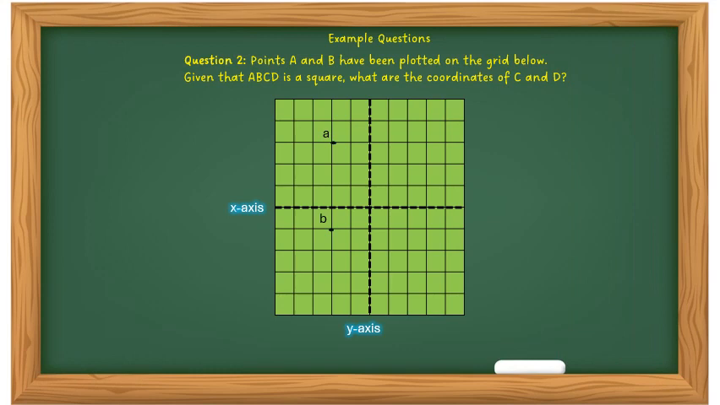Here's another example question. Points A and B have been plotted on the grid below. Given that ABCD is a square, what are the coordinates of C and D? Well, it's very simple. You can see that the distance from there to there is 4 squares of the grid, so it must be 4 across. So you just follow that through, and you can see 4 across gets you to C, and 4 up will get you to D. And you can see there's the coordinates, 2, -1, and 2, 3. Then if you want to draw the shape, you just draw it, and you can see there's your perfect square.